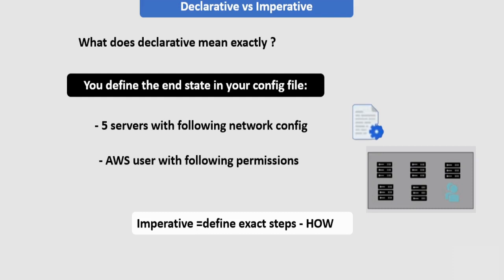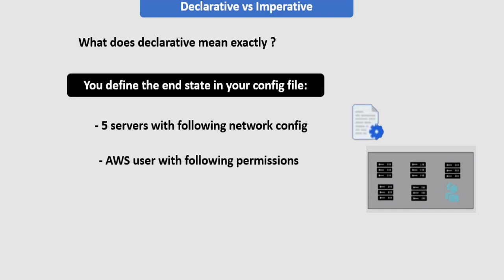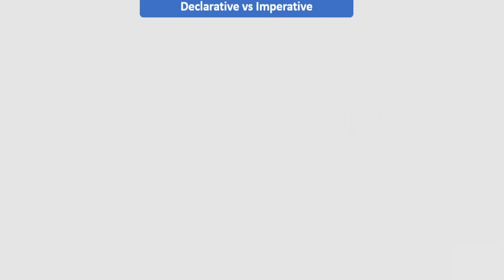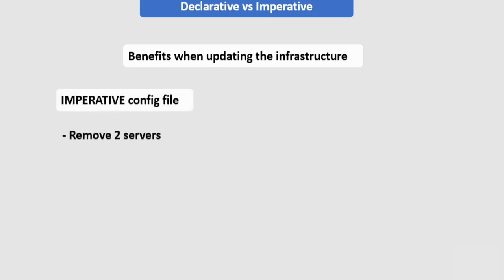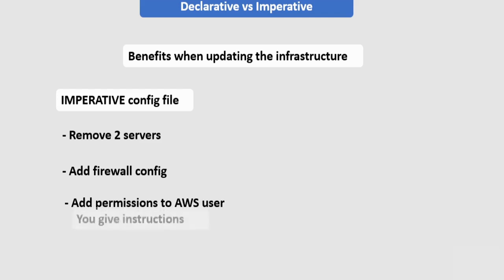So instead of defining exactly what to do, which is an imperative approach, you define what the end result should be, a declarative approach. Now for the initial step, this may not make much difference. So when comparing the configuration of imperative and declarative approach, it might actually look pretty similar. But consider when you are updating your infrastructure, like removing a server or adding another server or making other adjustments. With imperative approach, you would say in a configuration file, remove 2 servers, add a firewall configuration, add some permissions to the AWS user, etc. So you give instructions of what to do.